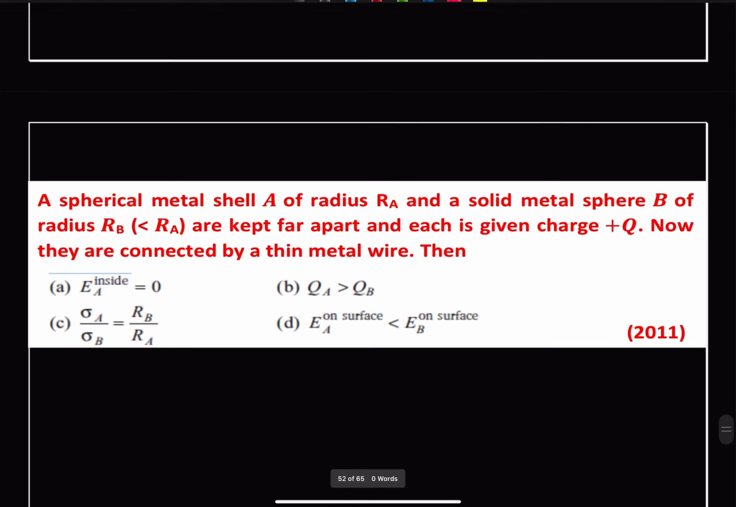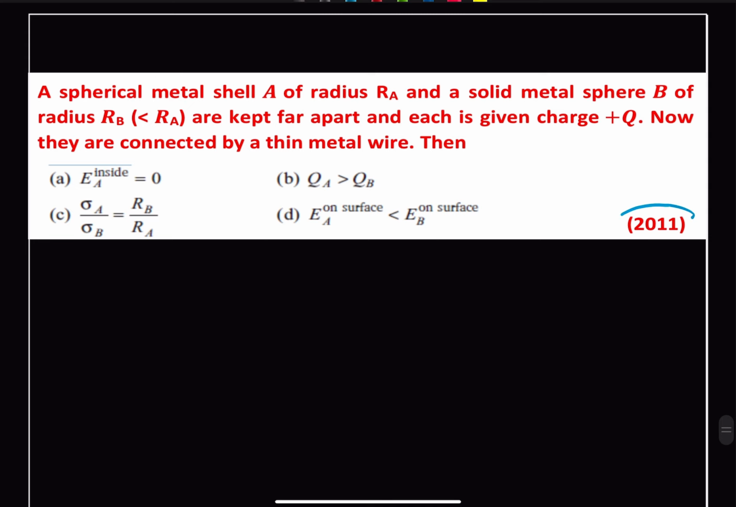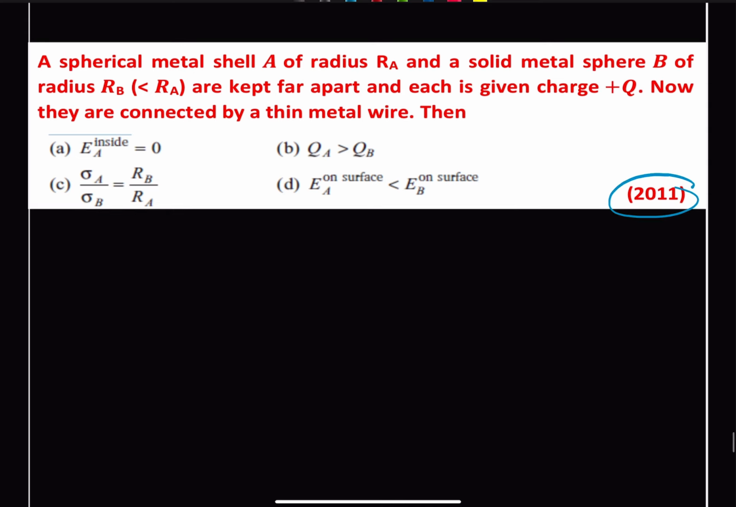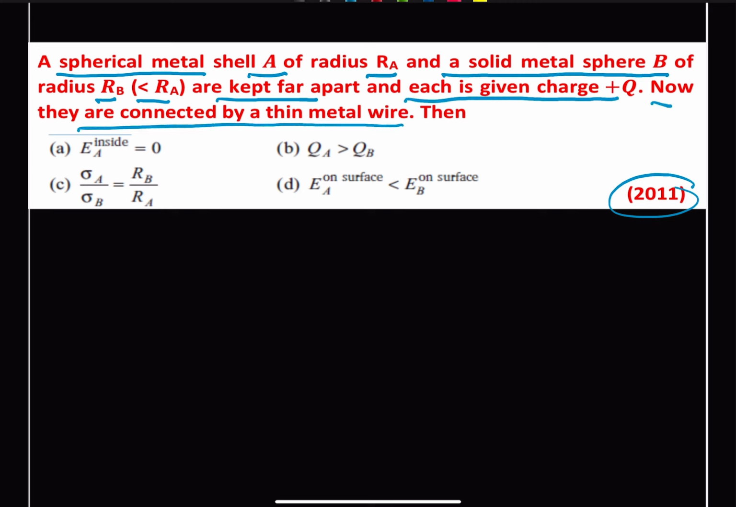Next question. It was asked in the year 2011, and it states that a metal shell A of radius RA and a solid metal sphere B of radius RB, which is less than RA, are kept far apart and each is given a charge plus Q. Now they are connected by a thin metal wire. Then we have to check which of these options are correct.